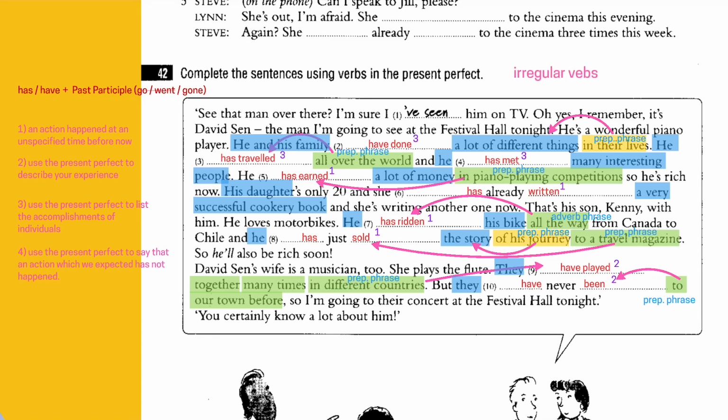And I have highlighted all irregular verbs for your reference, and you can see those verbs are highlighted in red. Actually, an irregular verb means they do not end with ed.